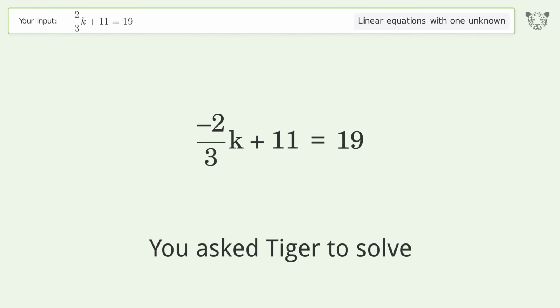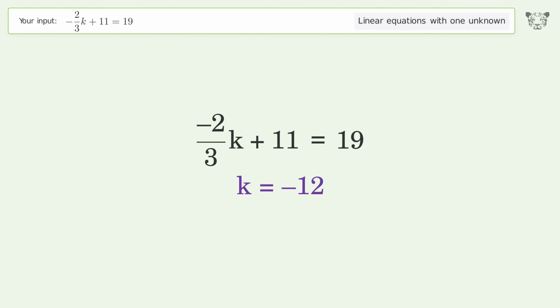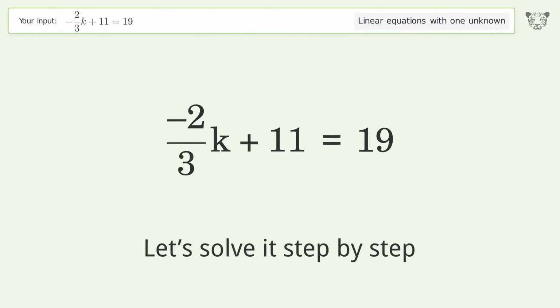You ask Tiger to solve. This deals with linear equations with one unknown. The final result is k equals -12. Let's solve it step by step.